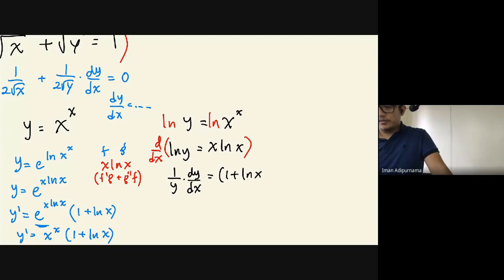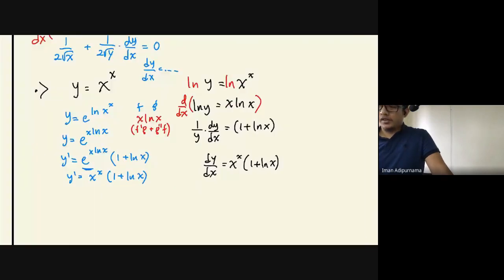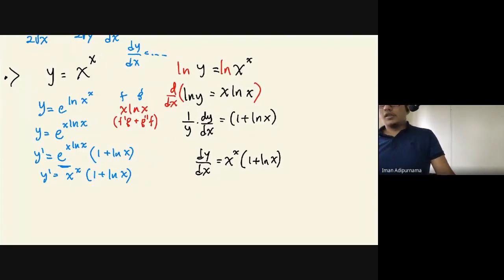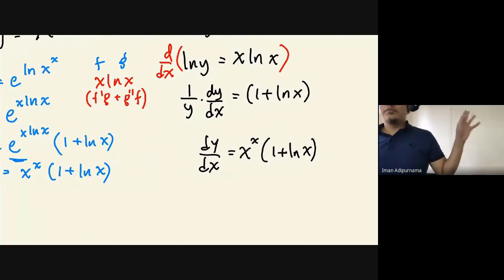And move the y to the right side. Y is just x to the x, right? So x to the x, 1 plus ln x. It's the same. So whichever method you are choosing, it should be approaching the same answer. It should be the same answers.